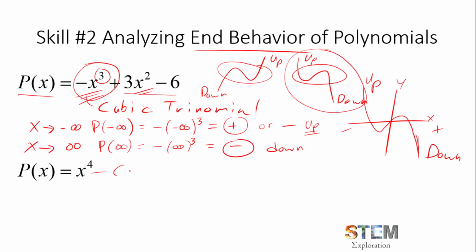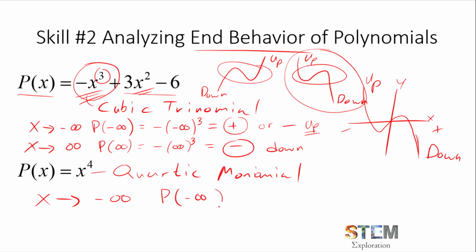So right here we have a quartic function, a quartic monomial, to be specific. And again, I'm going to do the same test. If I plug in negative infinity, p at negative infinity will equal negative infinity, that whole thing, to the fourth power. Well, you take any negative number and you multiply it 4 times, you're always going to get a positive number.